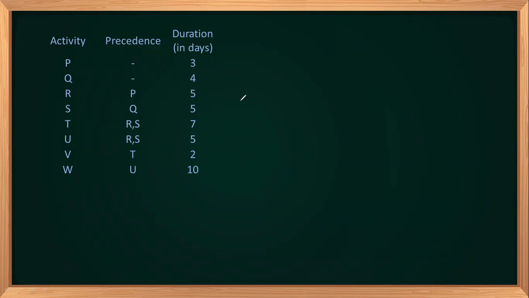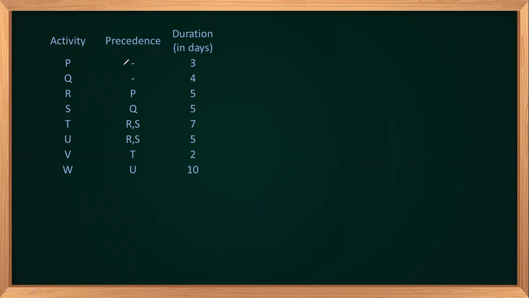There are two methods by which we can plot the activities. One is activity on arc, and the other is activity on node. So the better way is activity on arc. The activity we represent with an arrowhead, with an arrow. The events will be in circles. Okay.